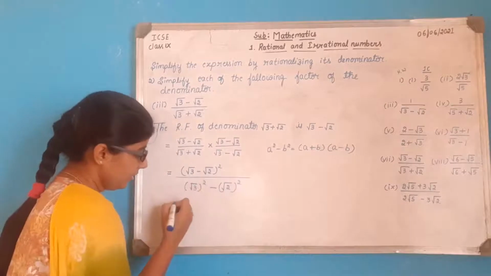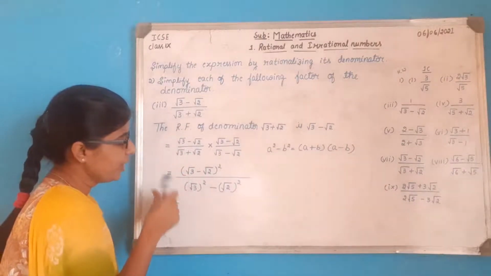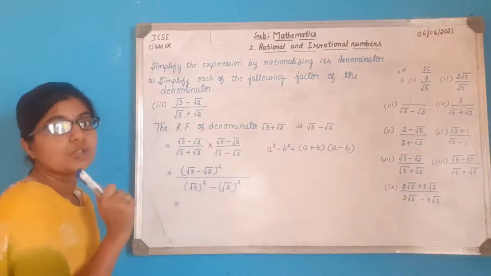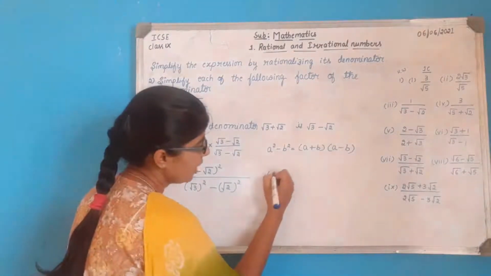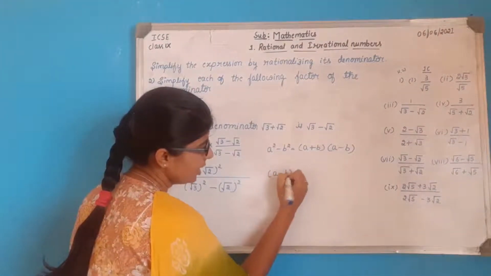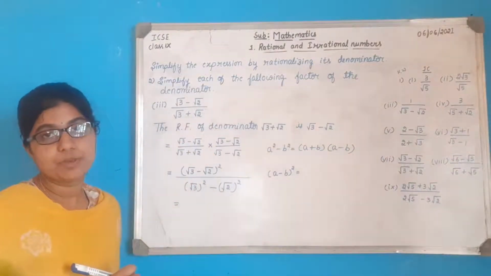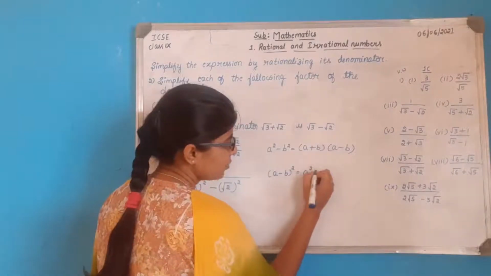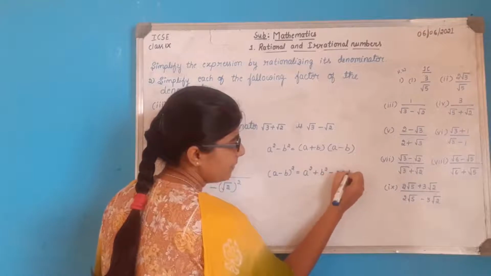Now simplify this numerator. So when you observe the numerator, root 3 minus root 2 whole square, it is in the form of a minus b whole square. So you must know the algebraic formulas. Only if you know the algebraic formulas can you do the problems. What is the formula for a minus b whole square? a square plus b square minus 2ab.